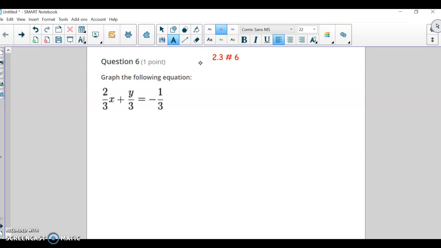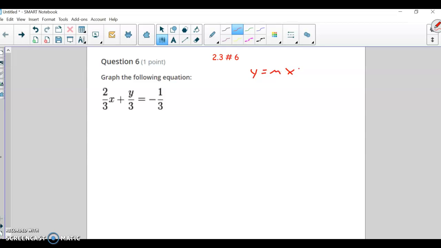All right, this is to help with number 6 from section 2.3. And we want to graph the following equation. So I think it's going to be easiest if we write it first in mx plus b form, because then we would know the slope and the y-intercept. So basically we want to get y alone.